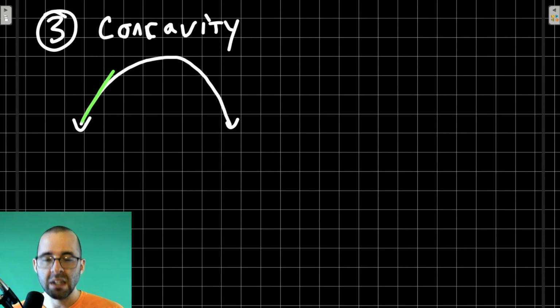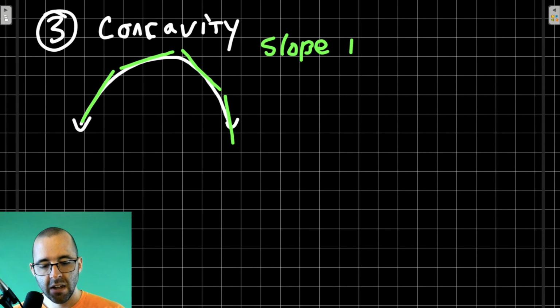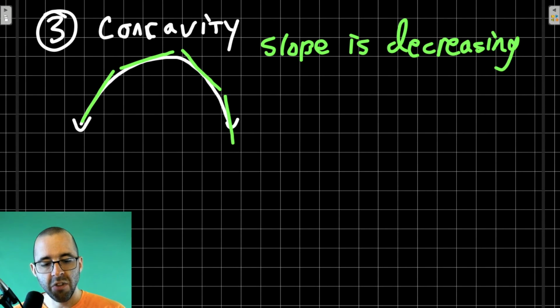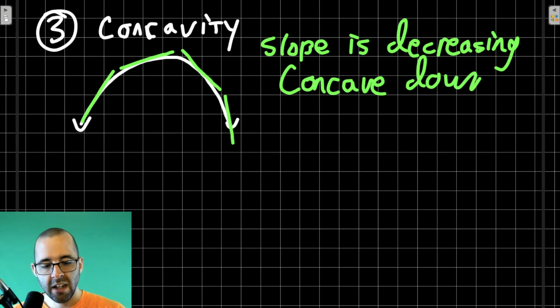Over here, this green tangent line is a pretty decently sized positive number. Over here, it's a small positive number. Over here, the slope is a negative number, and then an even more negative number. So the slope is decreasing. So that's another way of saying concave down. But again, if you want to think of it like a downwards parabola, go for it.